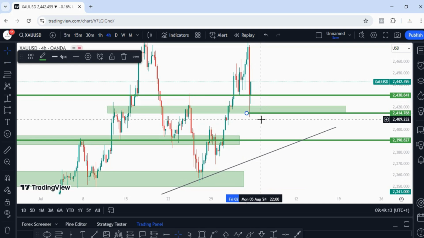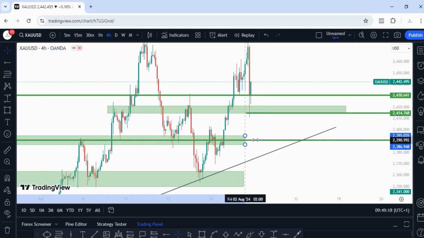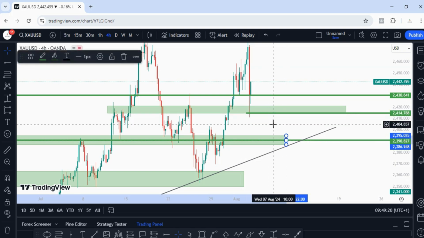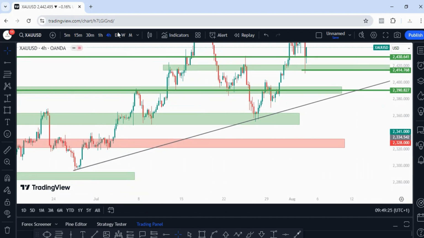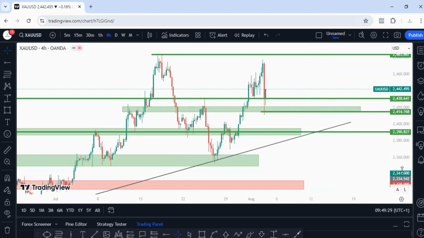2,414.768. So if price breaks below it, then I will go to a much lower time frame, like the 15 minutes time frame, to catch an early entry, right? Just capitalize on this small move to the downside. As a matter of fact, there's a trend line coming on this 4 hour time frame, coming from the bottom here, 1, 2. So that will be my target.